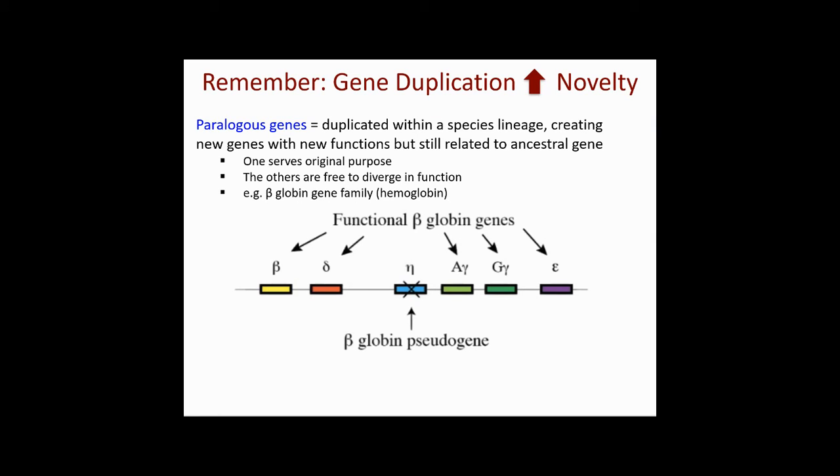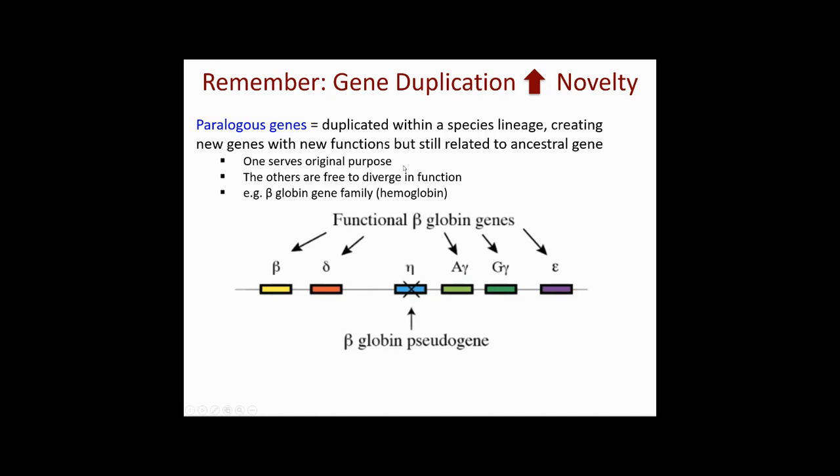In this last video of our macroevolution section, I want to take a moment to refresh your memory on paralogous genes, which we talked about during our microevolution video series. Remember that gene duplication can increase novelty or increase genetic diversity of that genome. Paralogous genes themselves, if you remember, are duplicated within a species lineage, creating new genes with new functions, but still related to that ancestral gene.